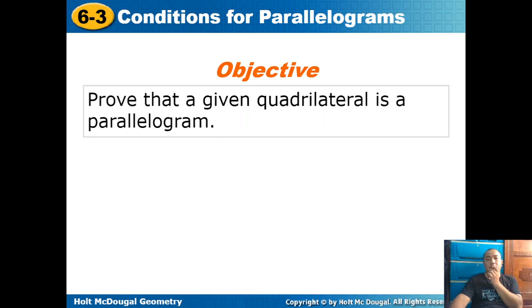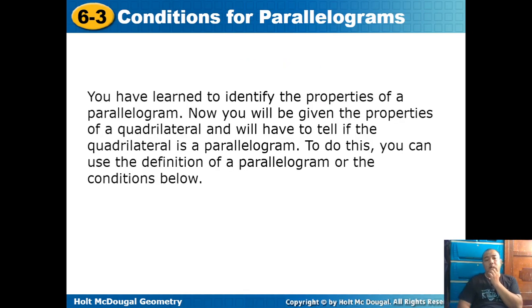Okay, so the objective for this lesson: prove that a given quadrilateral is a parallelogram. Last time you learned to identify the properties of a parallelogram. Now you will be given the properties of a quadrilateral and will have to tell if the quadrilateral is a parallelogram. To do this, you can use the definition of a parallelogram or the conditions below.